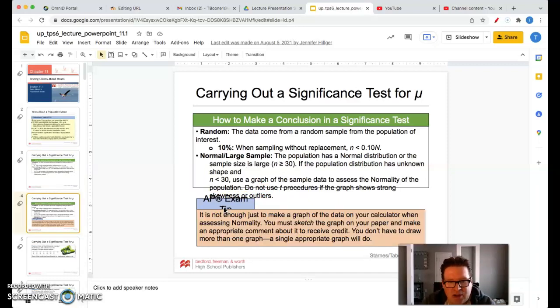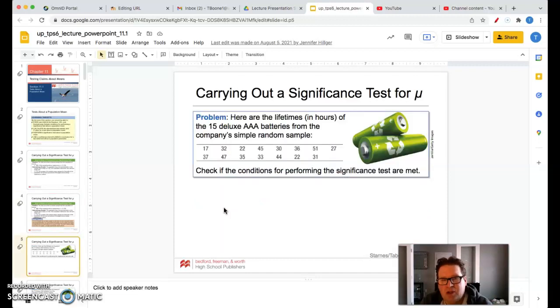So we're going to have to sketch those in there. So again, it's not enough just to make the graph on your calculator. You got to sketch it on your paper when we're doing free response, and comment about it that you don't see skewness or outliers when you do that. So make sure that you do that. That's just some easy money to get you on those free response. Otherwise, you'll get docked. So let's look at this again.